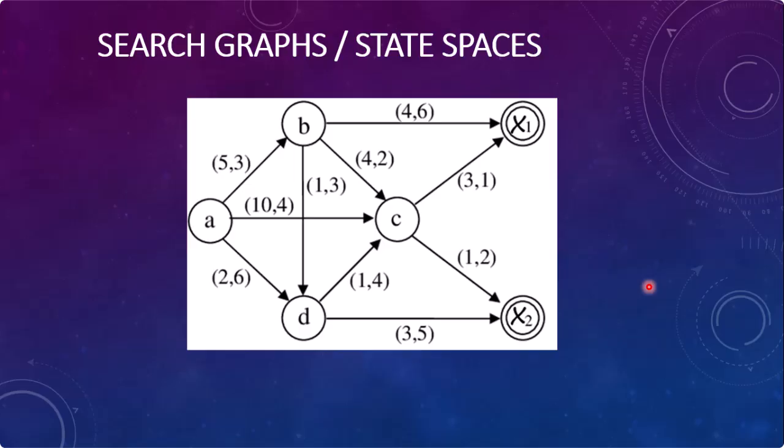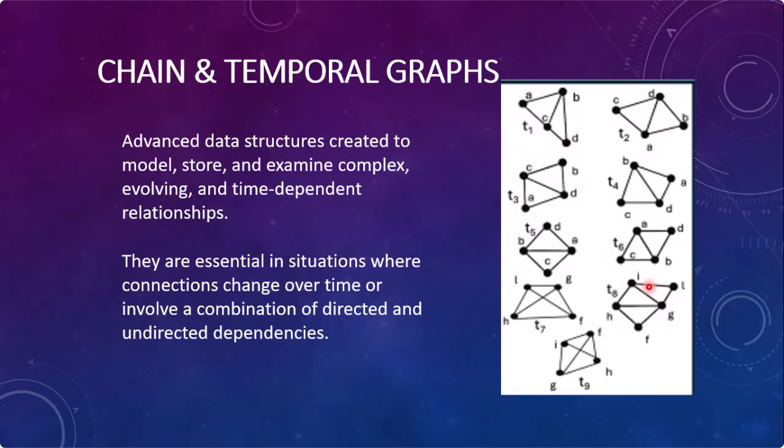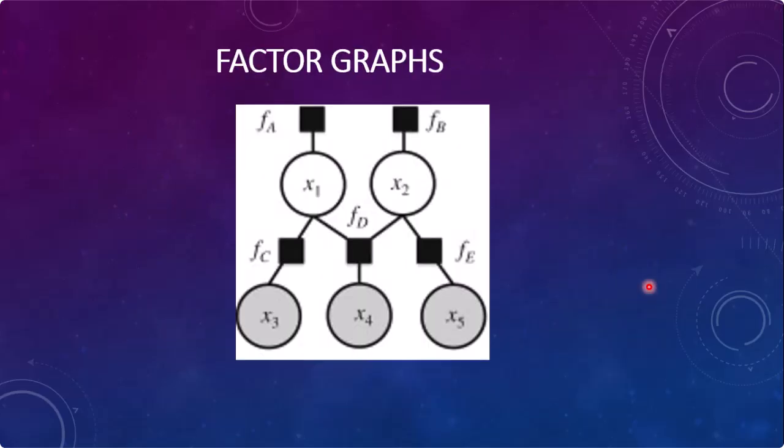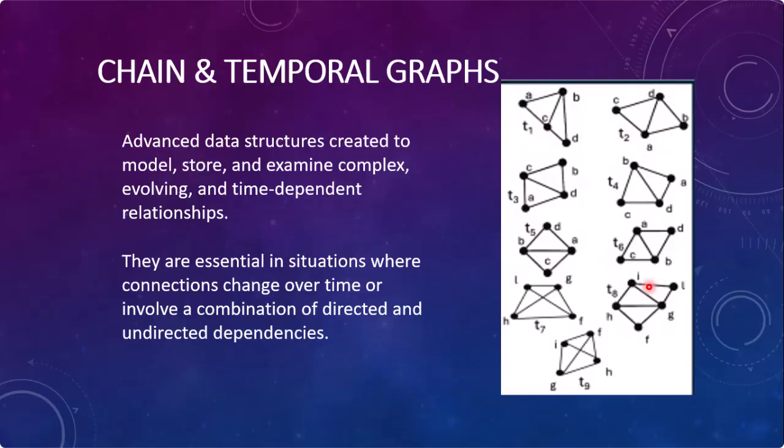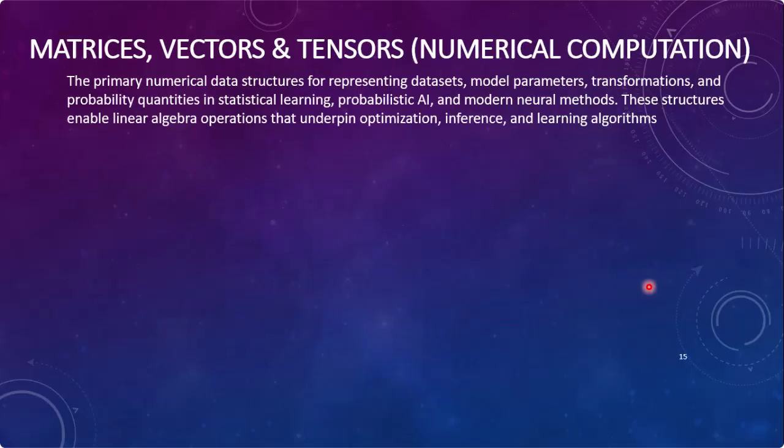So finally, in this section, we have factor graphs and temporal graphs. These are advanced tools for when relationships change over time or involve complex math dependencies. Now we move to the math side, that is matrices, vectors, and tensors. These are the tools for statistical learning and modern neural networks.